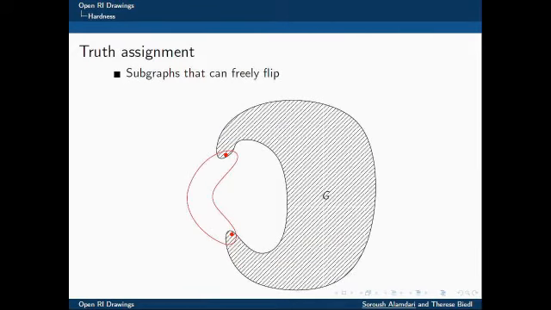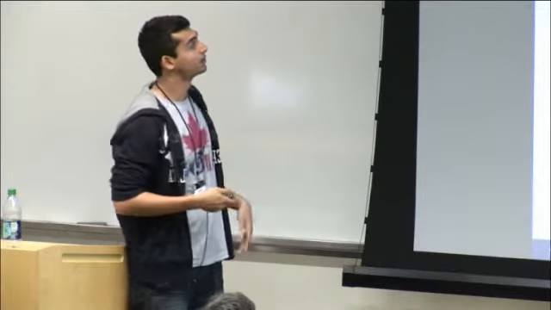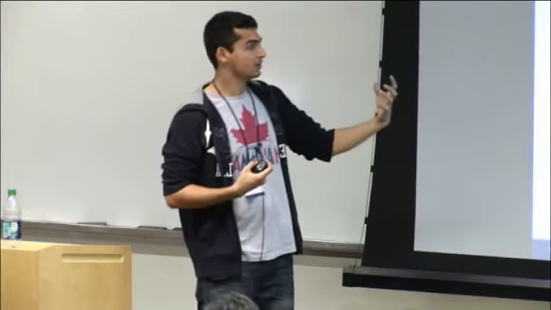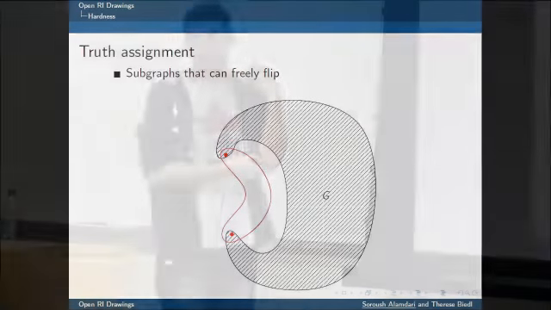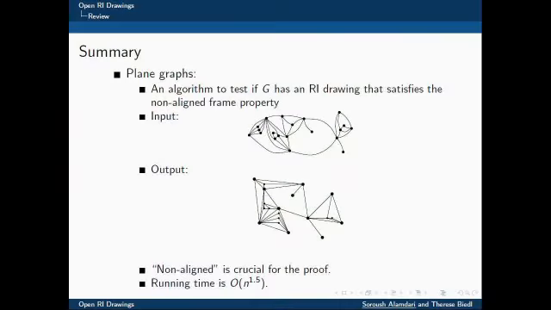The idea of showing hardness, which also appeared in their paper, is to construct a graph with a component, a subgraph that is attached to the rest of the graph through two vertices and is connected enough so that it admits only one embedding and its flipped, mirrored version. These two drawings give us a truth assignment to our variables. Each such component corresponds to a variable.